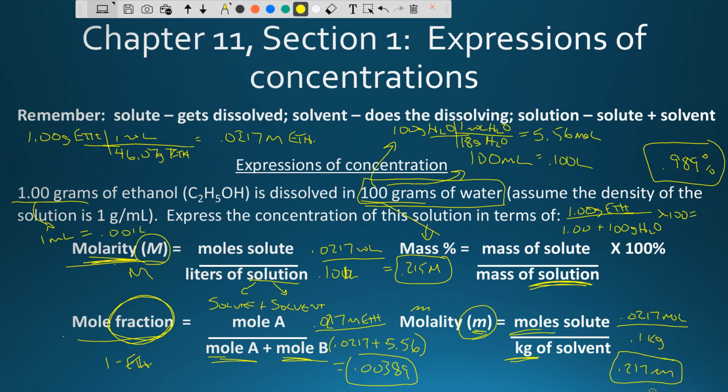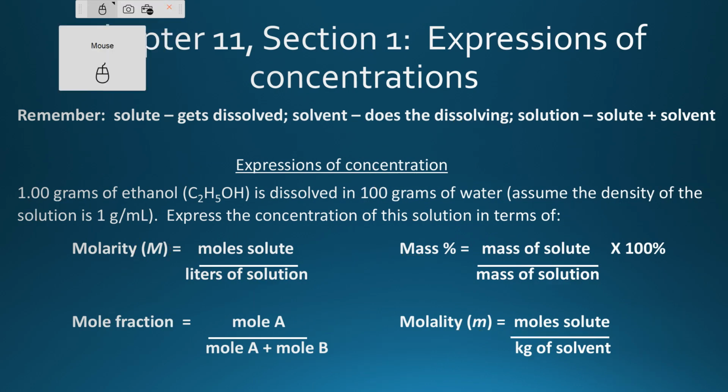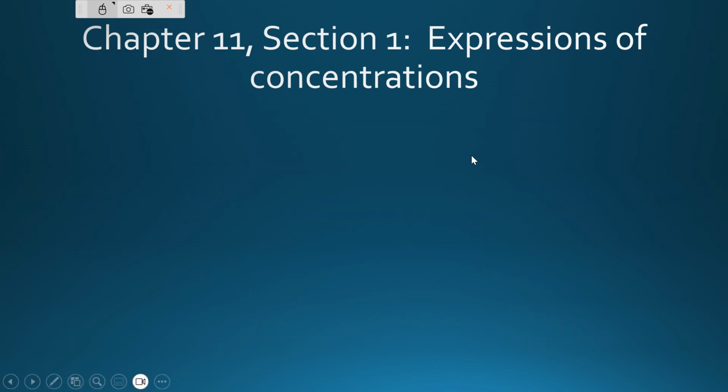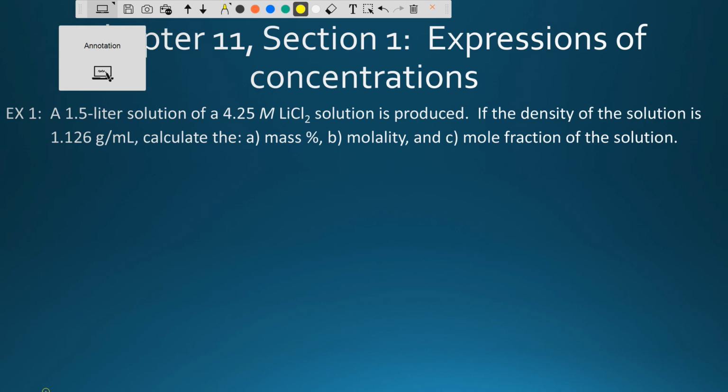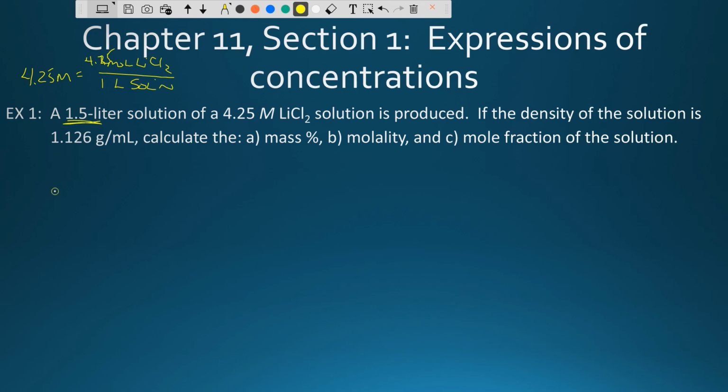Okay, so that's how we express those in a multitude of ways. Always take a look at your prompt and see how this works. So let's apply this in some different examples here. Okay, first of all, I have a solution where we have 4.25 molar lithium chloride, and we have 1.5 liters. Now we have a problem here because if you remember, 4.25 molar is a function of moles of lithium chloride per liter of solution. Okay, so I had 4.25 moles of lithium chloride for every liter, but I have a liter and a half, don't I?